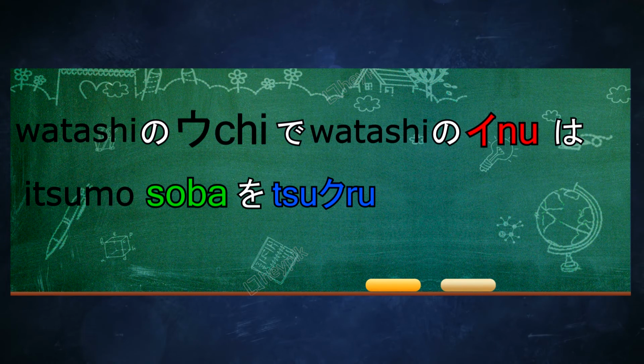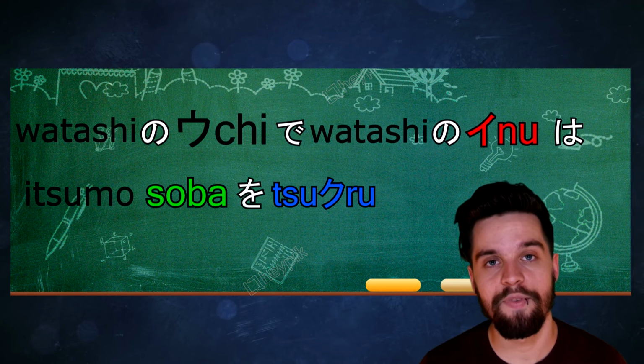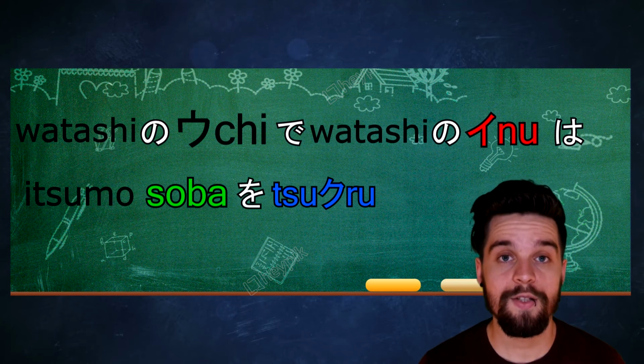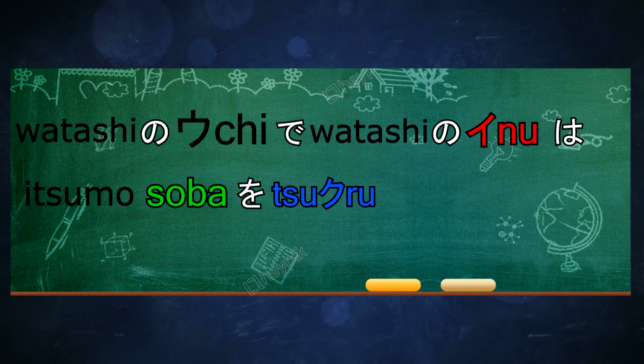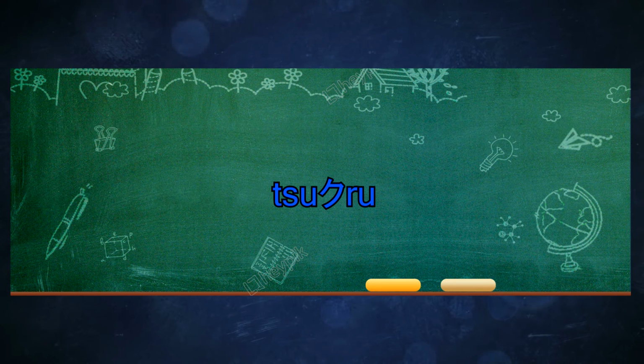私の家で私の犬はいつもそばを作る。This is a sentence I presented to you in the last episode, so let's break it down. First of all, I want to look at the end of the sentence. The verb tsukuru means to make, and it has a particle o in front of it, which means that it is an action that has to do with the object soba. Soba o tsukuru means to make soba.